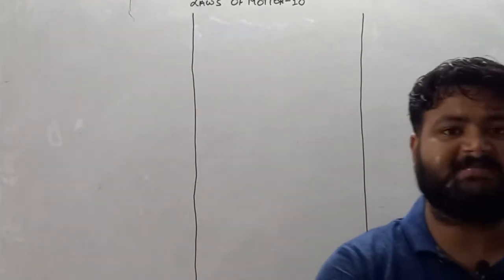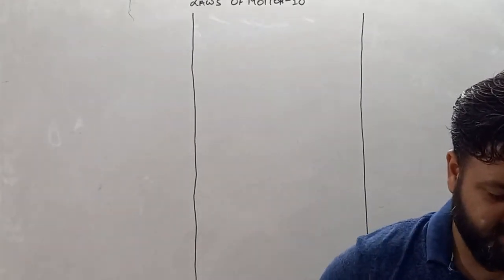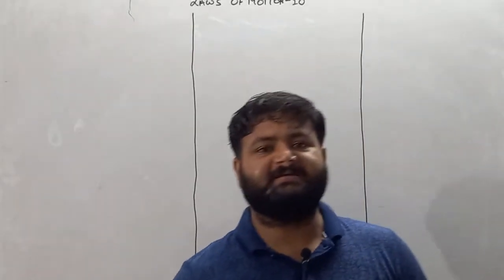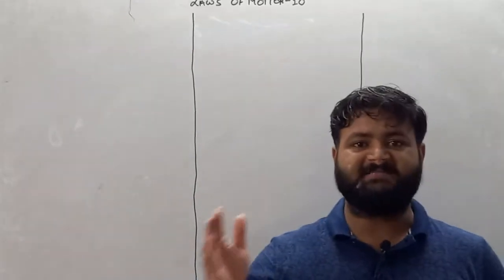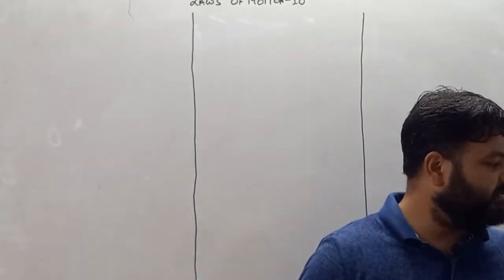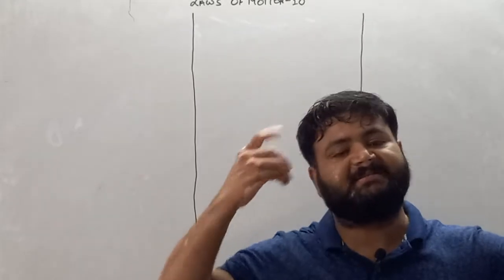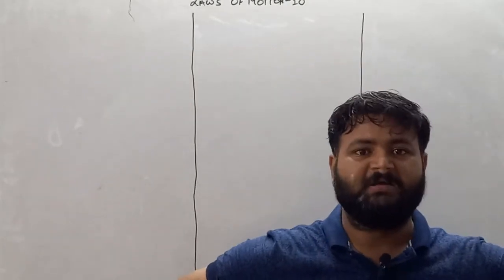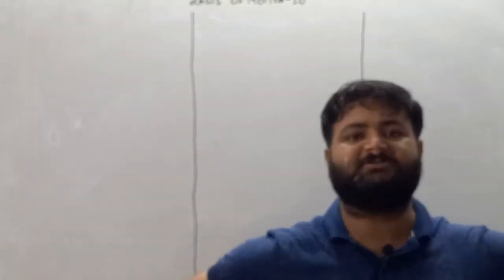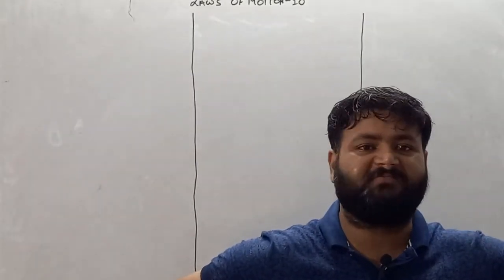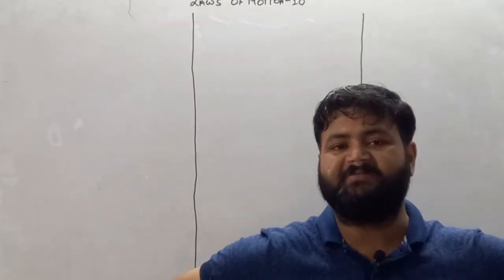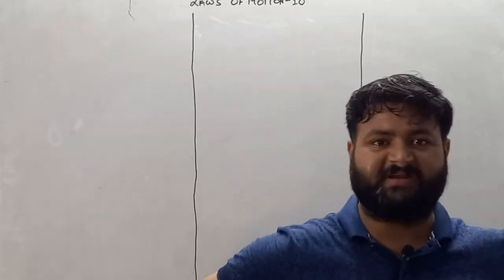In last class we discussed frame of reference, and I told you frame of reference is of two types. One is inertial frame of reference and second is non-inertial frame of reference. I already told you, dear student, that frame of reference is nothing but the position of the observer. So if the observer is accelerating, then we consider it a non-inertial frame of reference. And if the observer is non-accelerating, then we can consider it an inertial frame of reference.